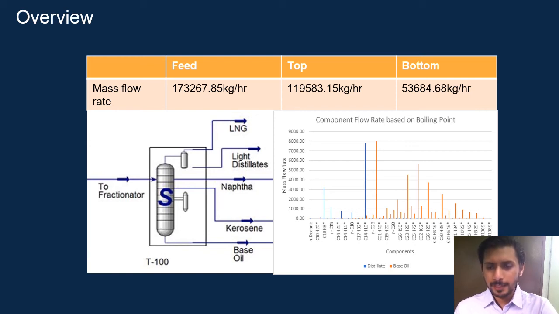When it comes to identifying the split between the components, because of the variety of components that we have within these streams, I was able to sequence the components according to the boiling point and find the point where it transitions from the top stream to the bottom stream, and from here we can identify that C14H10 and also C23H28 are the major components that are responsible for the split, and thus they could be attributed as our light key and also heavy key. Moving on.